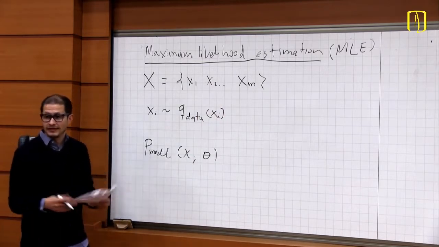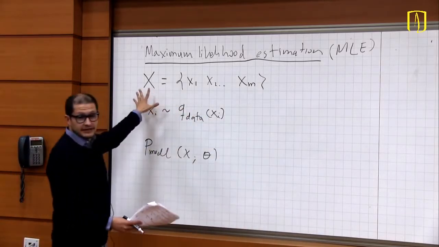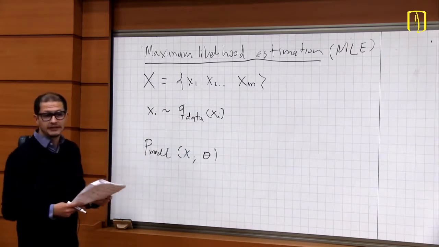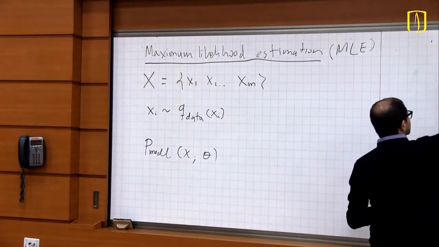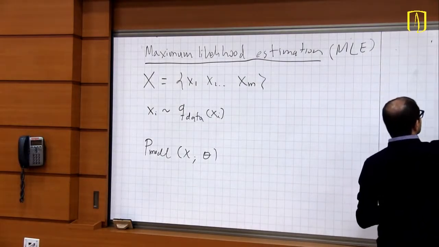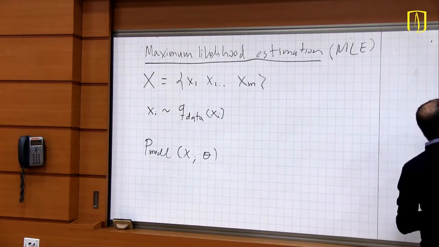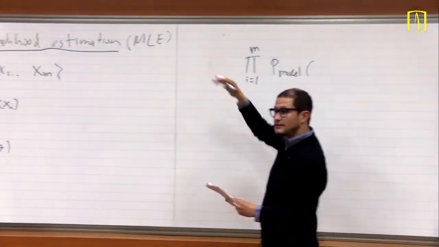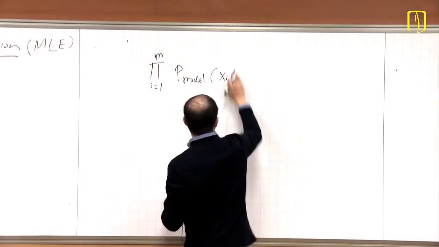Okay, so what is this probability? What is the probability of the data set under this model if the points are drawn independently? It's basically the product over i from 1 all the way through m of P model of the points that I saw, right?